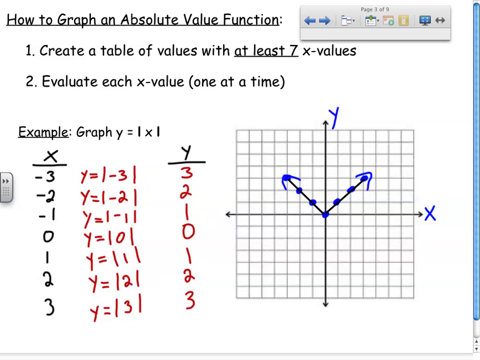What you guys are going to see in class is that sometimes those functions move. Sometimes the turning point is not on the point 0, 0. Sometimes the graph looks wider. Sometimes it looks narrower. You will be experimenting with that in class.